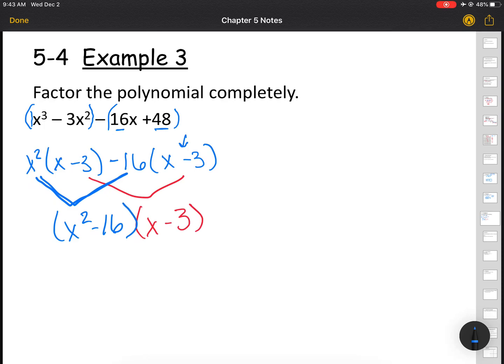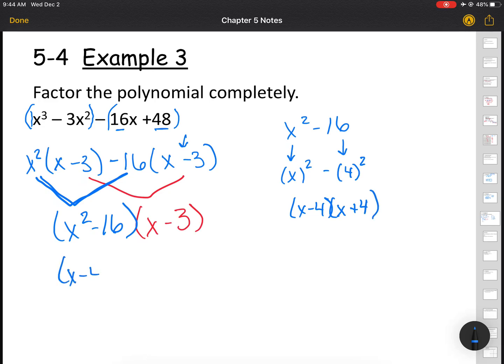So I'm left with this right now. But my x squared minus 16, that's a difference of 2 squares. I have x squared minus 4 squared gives me 16. So my first factor is going to be an x minus 4, but remember the other one has to be a plus 4. So over in here, that becomes x minus 4 and x plus 4. Then my other factor I just dropped down, that is x minus 3.